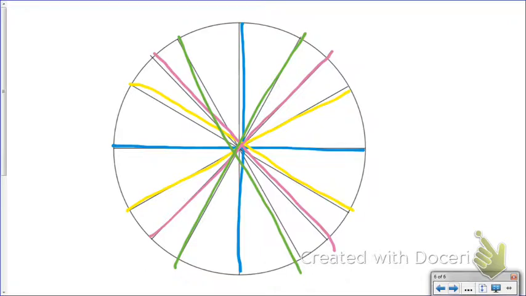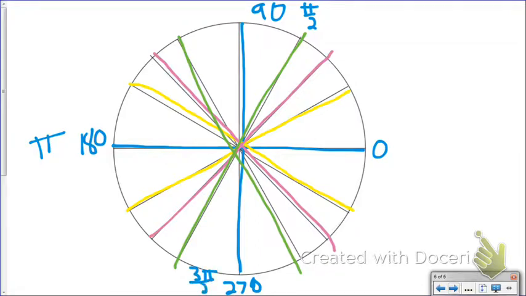What I'm going to do on here is just fill in a few of these common values in degrees. We know this is 0, this is 90, this is 180, and this is 270. So we're going to go ahead and fill those in with radians because we know what those values are. I know 90 is pi over 2 radians. I know 180 is pi radians. And I know that 270 is going to be 3 pi over 2 radians because it's halfway between pi and 2 pi because my full circle would be 2 pi.